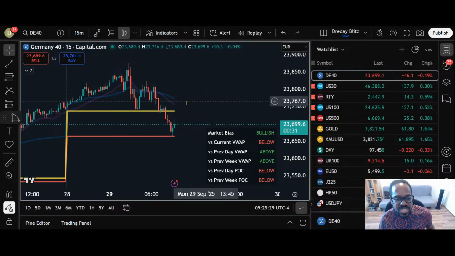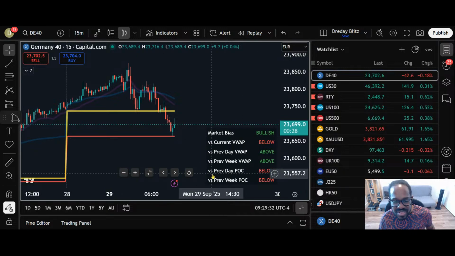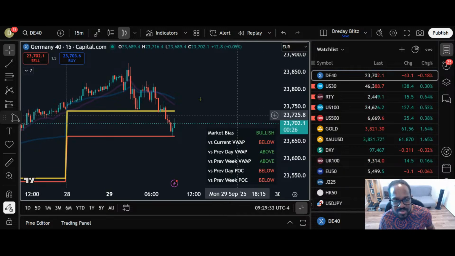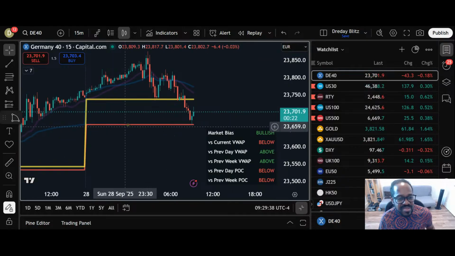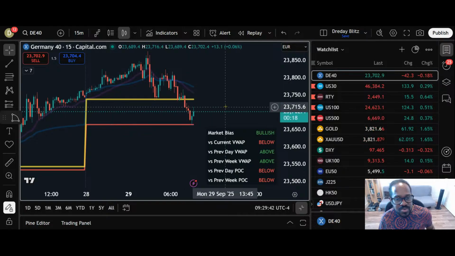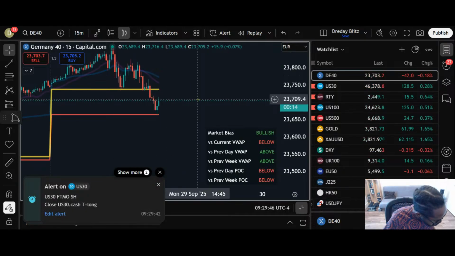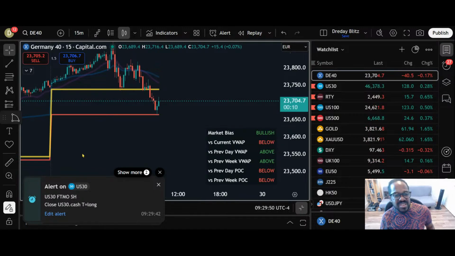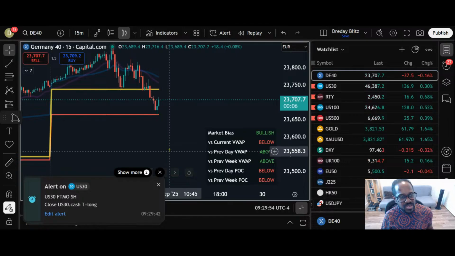So we're still bullish here. And you see previous day POC, we're below. So the VWAP is right here and the POC is right here. All right. So right now we're still bullish, but when everything is going down, it's going to provide you with the good directional bias of okay, we have a continuation here going to the downside.